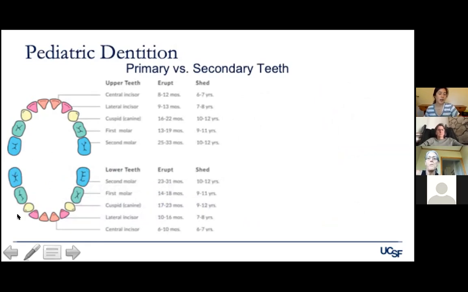When you're identifying different spots, it's really nice to just say it's in the upper left quadrant or the upper right. That way you can be a little more specific. This is information about when the teeth erupt and when they shed, basically when they fall out. Typically they'll erupt and fall out from front to back. And by the age of 3, you should have all of your primary teeth.